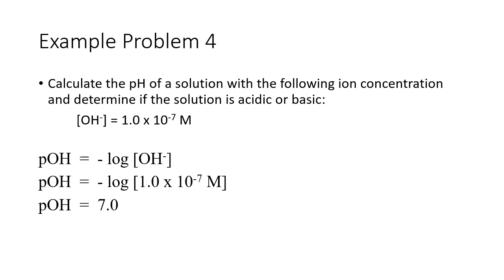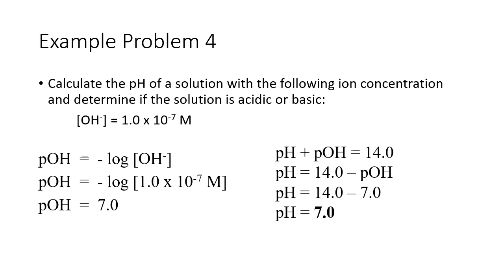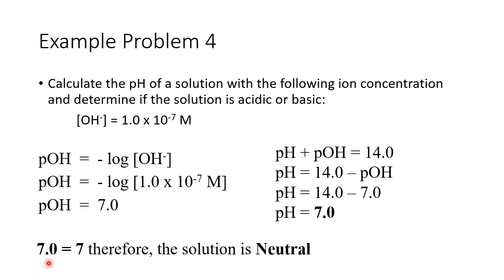Next, we need to convert that into a pH. So pH equals 14 minus the pOH. We'll plug in 7 for our value there, and we get the pH equals 7. Now, is this solution acidic or basic? Turns out, since the pH is 7.0, it also happens that the pOH is 7.0, but since it equals 7, the solution is neutral.